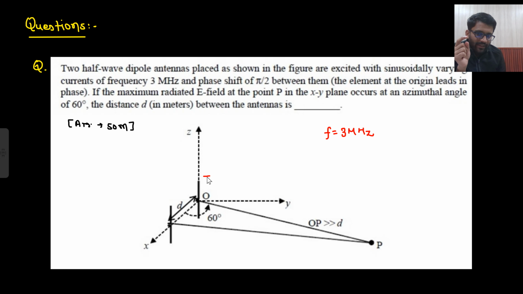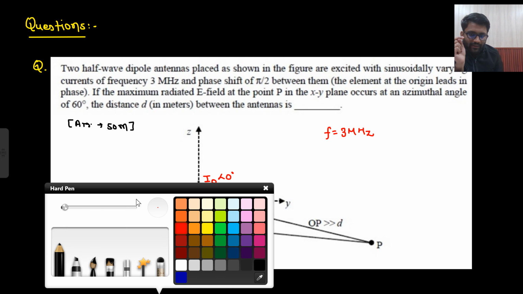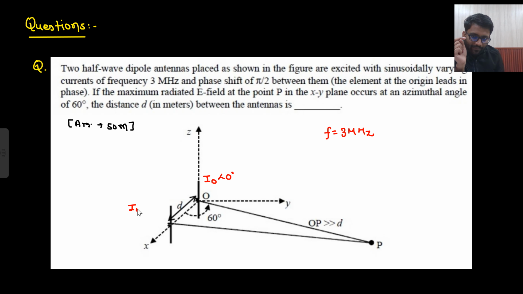That means what they mean to say is that if I assume that this has a current of I naught with 0° angle, then this will have a current of I naught with minus pi by 2 angle. Say yes or no, this antenna will have a current with a phase of minus pi by 2, right? Because this is leading. At the origin, the element is leading. So this has a phase of 0° and this has a phase of minus pi by 2.